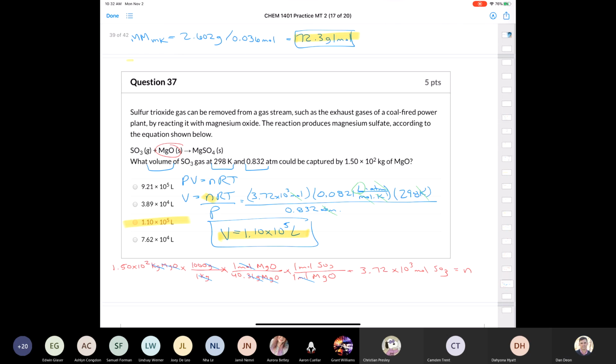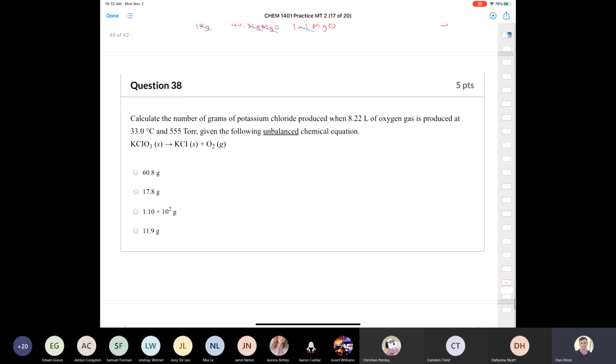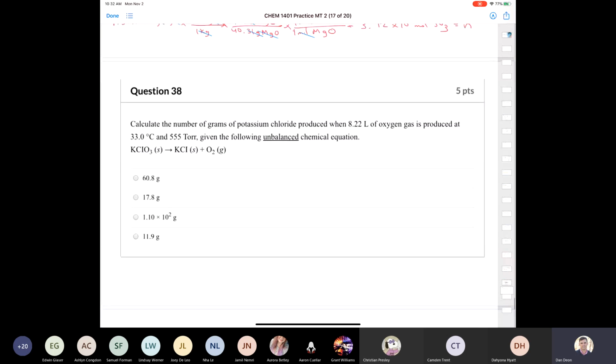All right, we've got 8 minutes left and 3 problems left. Calculate the number of grams of potassium chloride produced when 8.33 liters of oxygen gas is produced at 33 degrees Celsius and 555 torr, given the following unbalanced chemical equation.